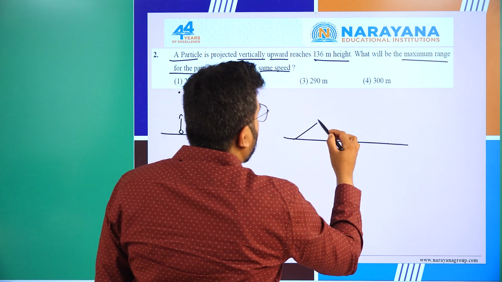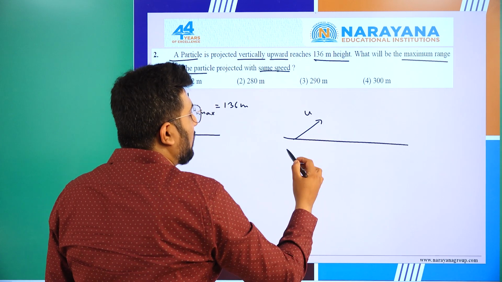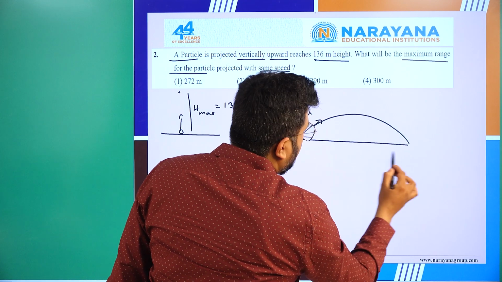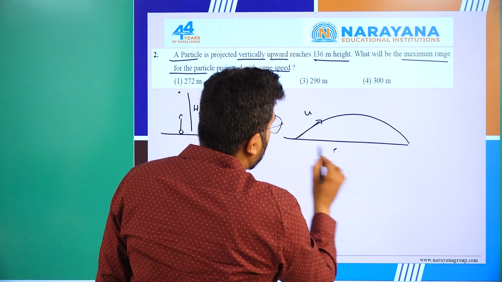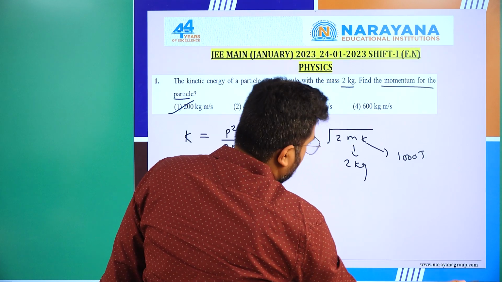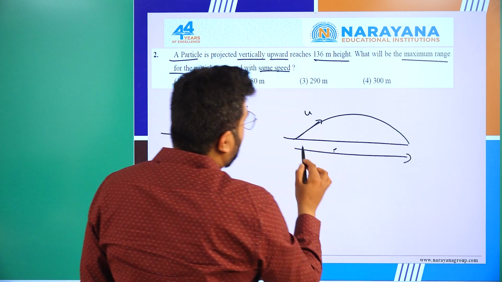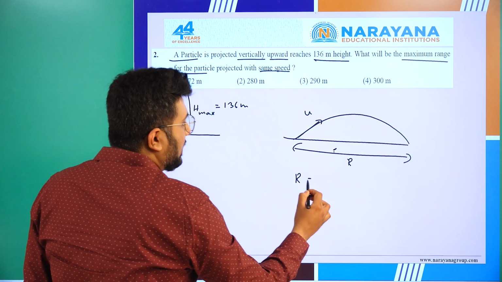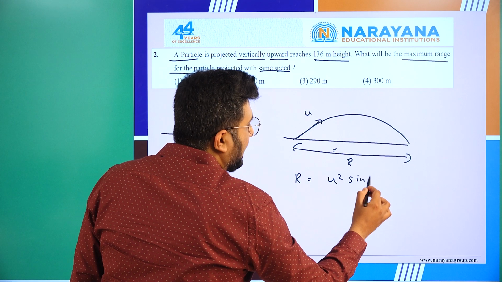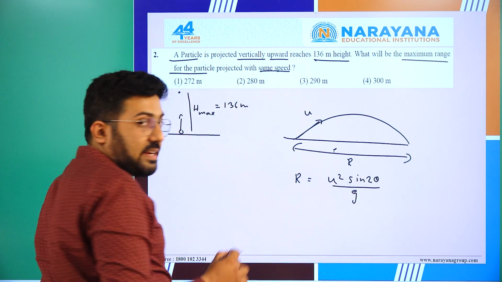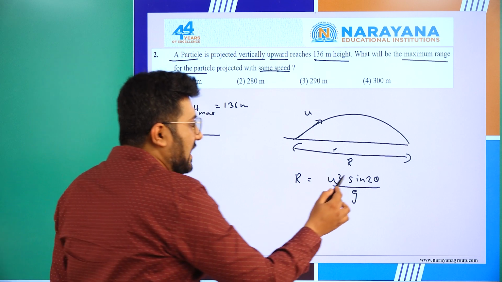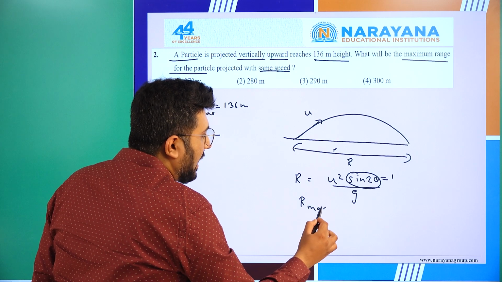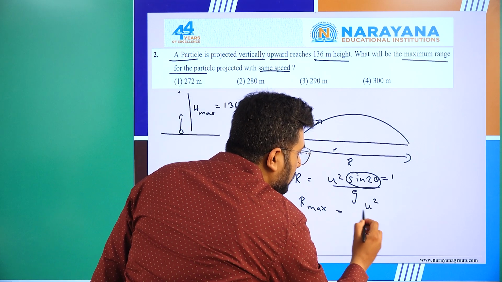So this particle is projected with the same speed, let's call it u, and let's say this is the range of the particle. You know the formula for range is u square sine 2 theta by g. The range is maximum when sine 2 theta will become 1. So basically the maximum range R max is equal to u square by g.